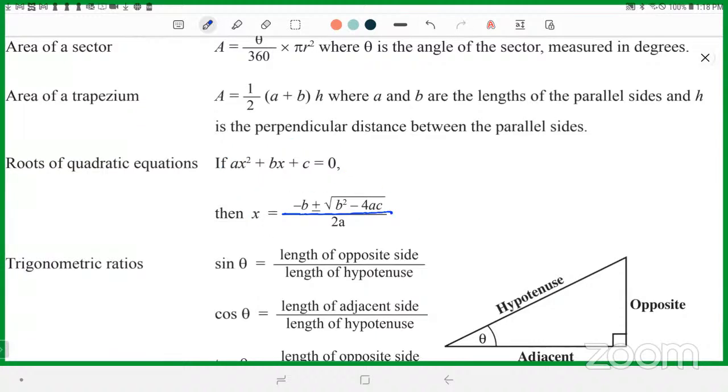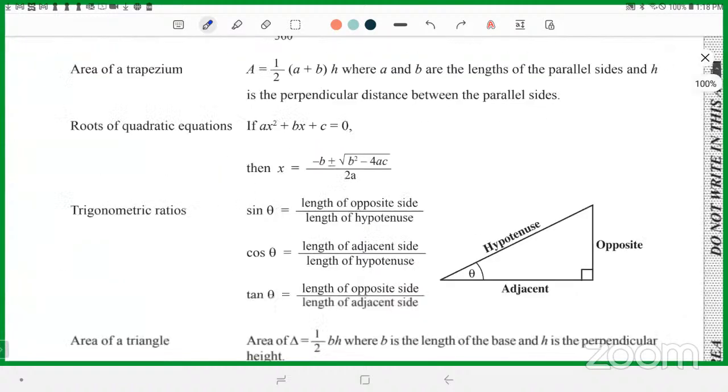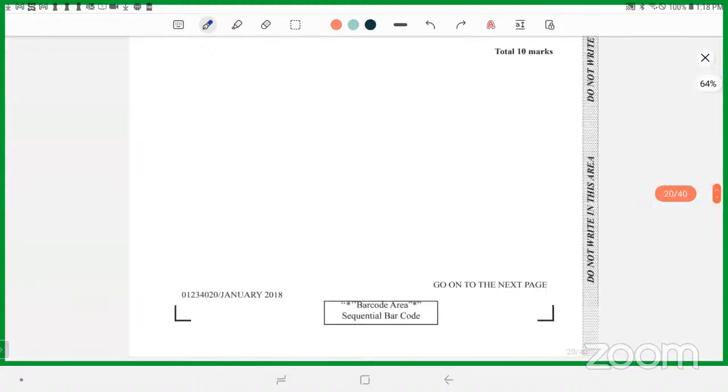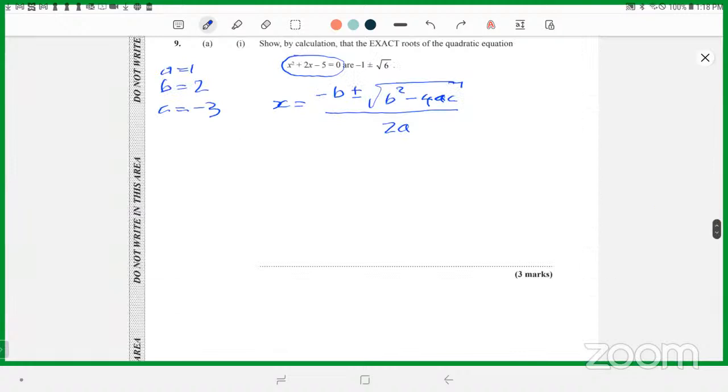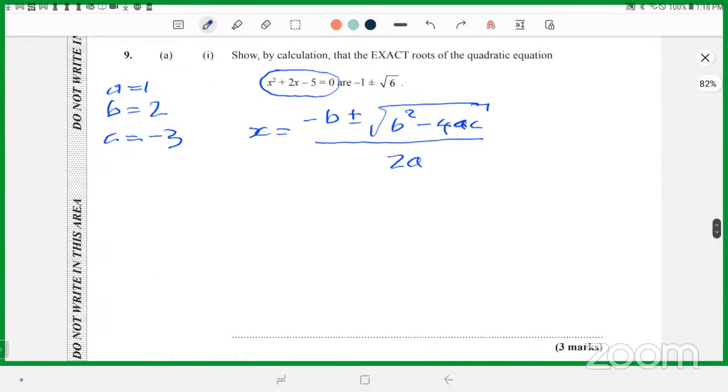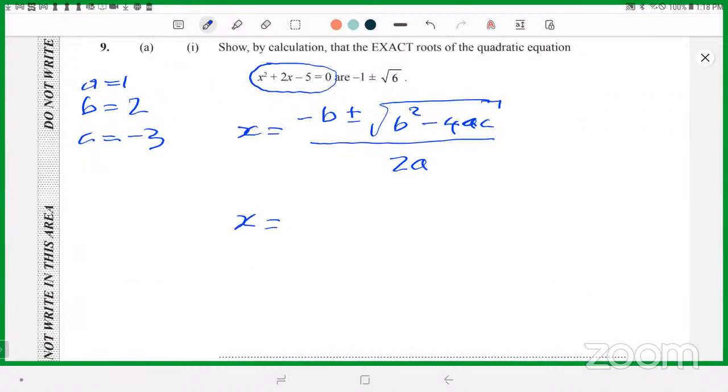I'm careful with the negative signs now. That's minus b. The b is just 2, so it becomes minus 2, plus or minus the square root. And the b again is 2, so it's 2 squared minus 4 times the a. The a is 1, times the c. The c is -3. I have to care for this negative now. Minus 3. I remember now it's everything over the 2a.